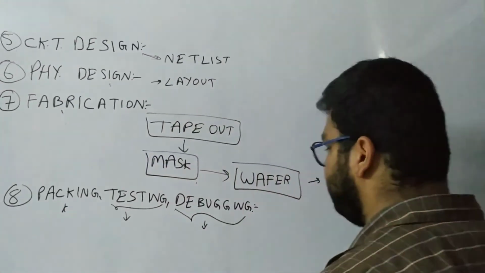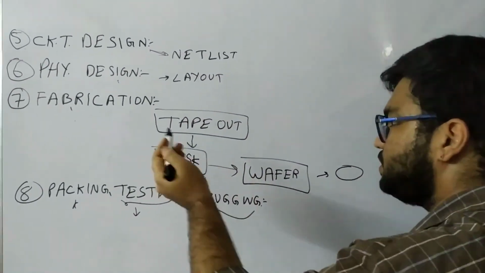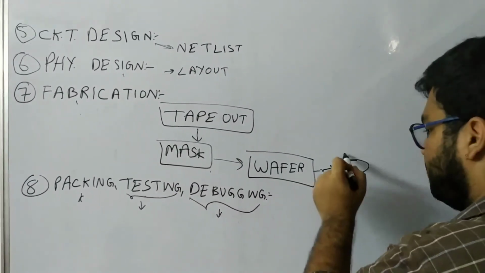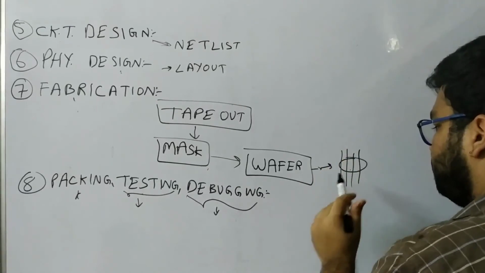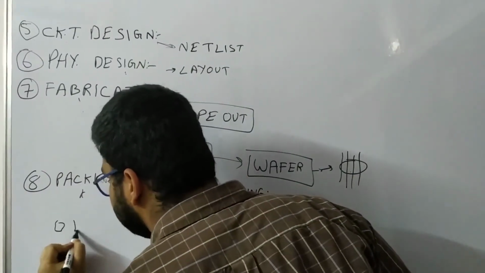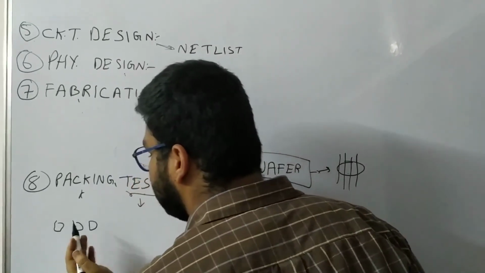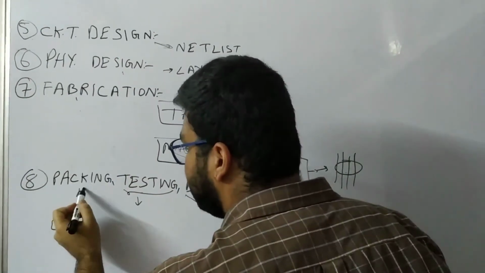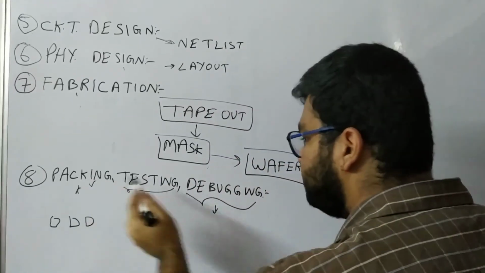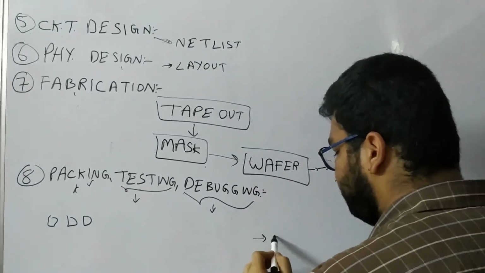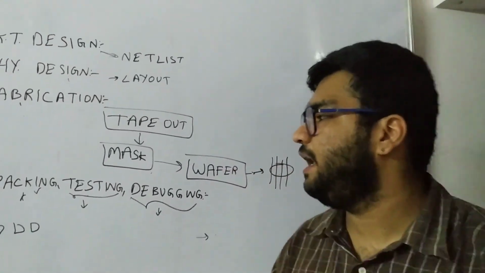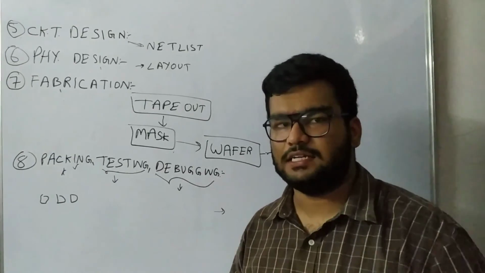What does this packing mean? In the above step, we came across the word wafer. This is nothing but a circular disc. Slicing or dividing this disc into small, individual chips is nothing but packing. This must be done in a very efficient way for VLSI devices. So after these three steps, our chip will be released into the market. And these are the main 8 steps in a VLSI design flow.